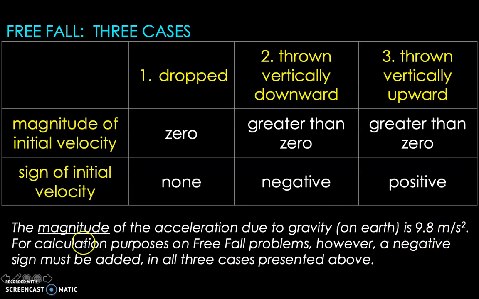But take note that when we perform calculations on free fall problems, there must be a negative sign, simply because this acceleration is caused by a downward force. And a downward force would mean negative force, right? It's directed in the negative direction. Therefore, the acceleration due to gravity on Earth is negative 9.8 meters per second squared when you perform calculations. The magnitude is this, but in calculations, add a negative sign, even if it is thrown vertically upward.